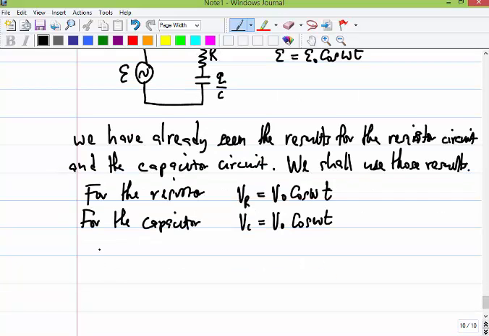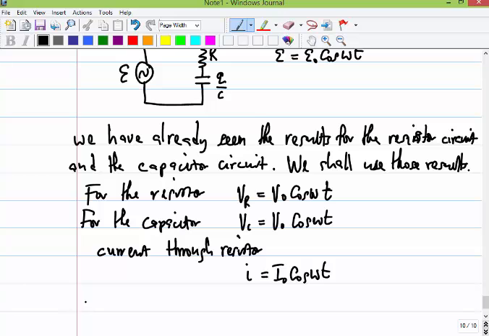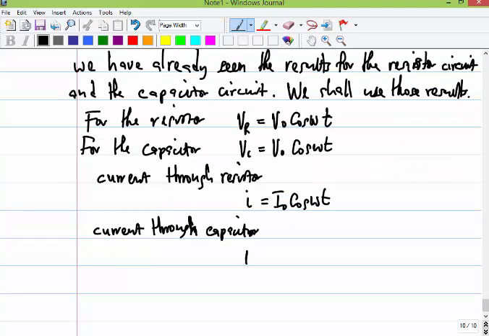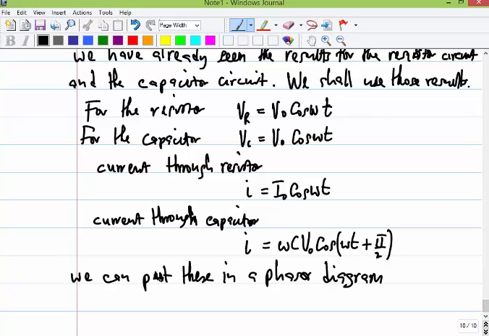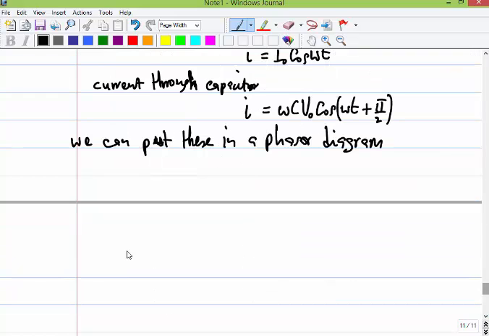The current through the resistor is I, which is equal to I naught cosine omega t, and then we had the current through the capacitor: I equals omega C V naught cosine of omega t plus pi over 2. Okay, so putting all this together in a phasor diagram. Let's put this in a phasor diagram.